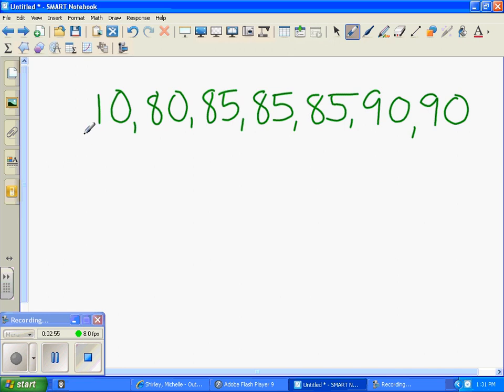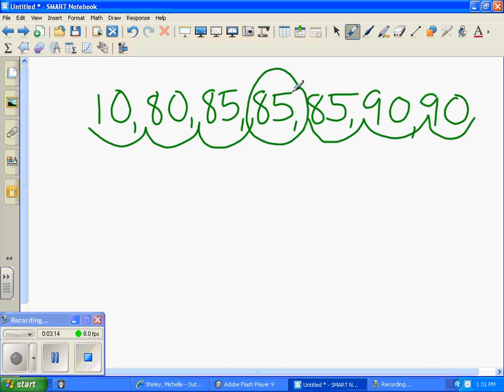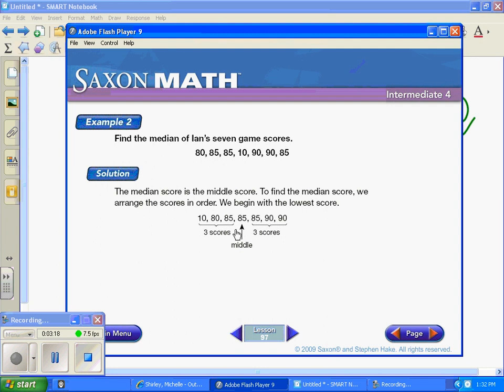Okay, to find the median, the middle, I kind of like to take jumps in, and you have to take equal jumps to find the middle number. If there's an even number of items that you're looking at, it gets trickier, but this one was easy. We do have one that's in the middle, and it was 85. So we had 3 on one side, 3 on the other, with 85 being the middle score.